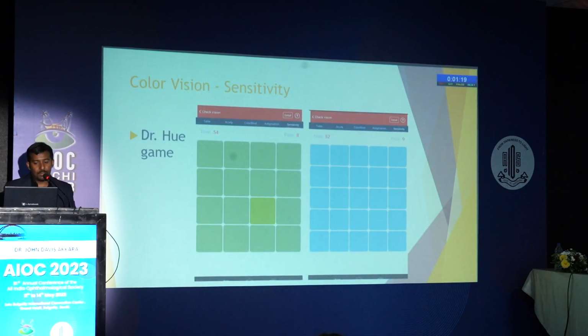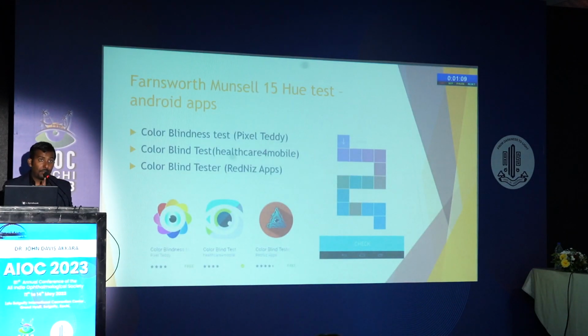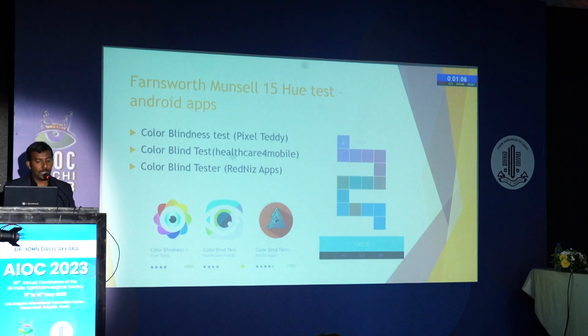Then for color vision, you have this Dr. Hue game. This is not really a color vision test, it is a contrast sensitivity test, but yeah, this is a game which will allow you to test that. You have the Farnsworth-Munsell 15 hue test as an app. So right now you can search for this. Inside that you have to arrange the colors in order and it gives you the Farnsworth-Munsell score. And you also have the 100 hue test, but that is there on the laptop. Actually it is there on the iPad as well.